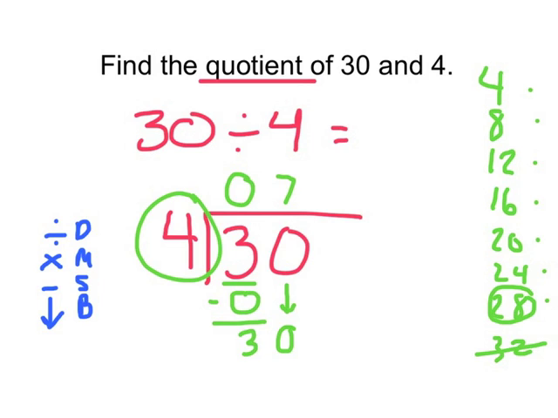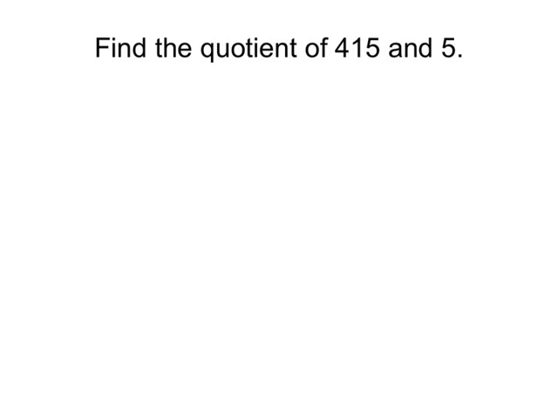Now we divided, so now we multiply. 4 times 7 is 28. Now we subtract. That's 2. There's no more numbers here, so we're finished, except that we have something left over. So 4 goes into 30 7 times with a remainder. What's left over? 2.